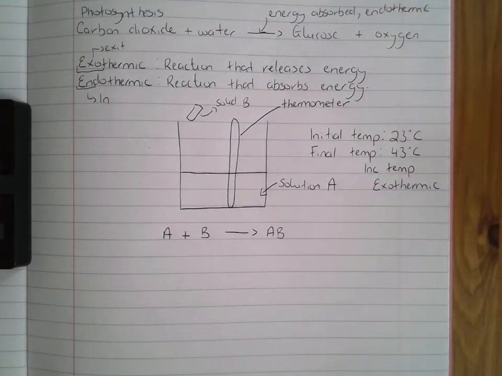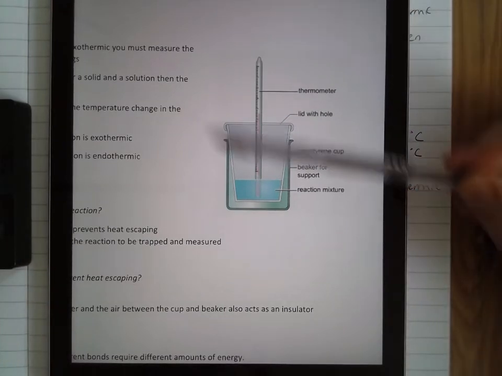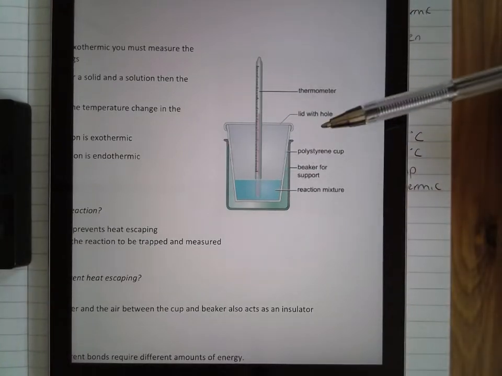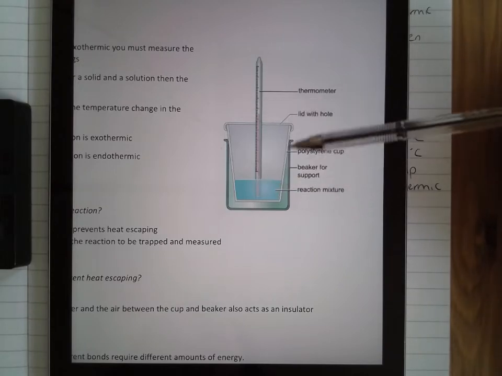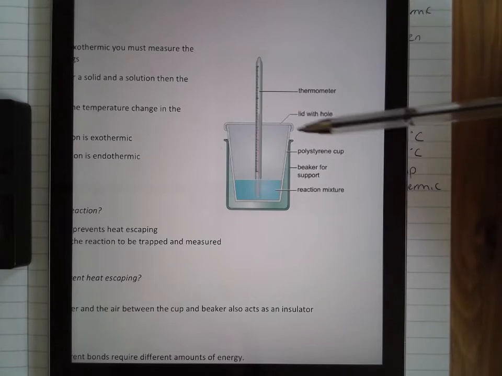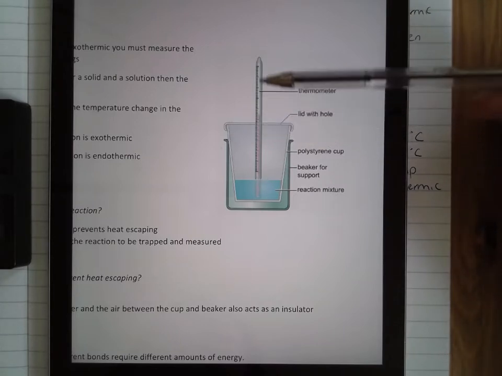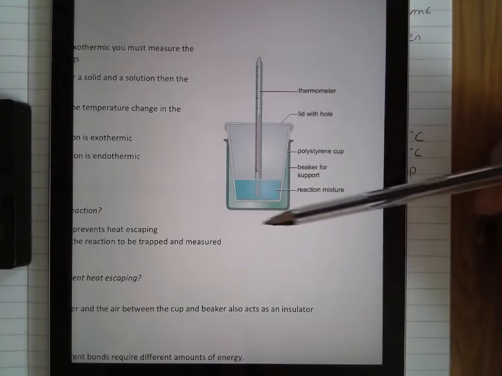So when you are doing these chemical reactions, you would use something slightly more sophisticated than what I have drawn. Instead of just doing the reaction in a beaker, what you would typically use is a polystyrene cup. You'll notice that this polystyrene cup also has a lid on it, and they've just cut a hole in the lid so that the thermometer can still go through. And then they put the polystyrene cup into a beaker.